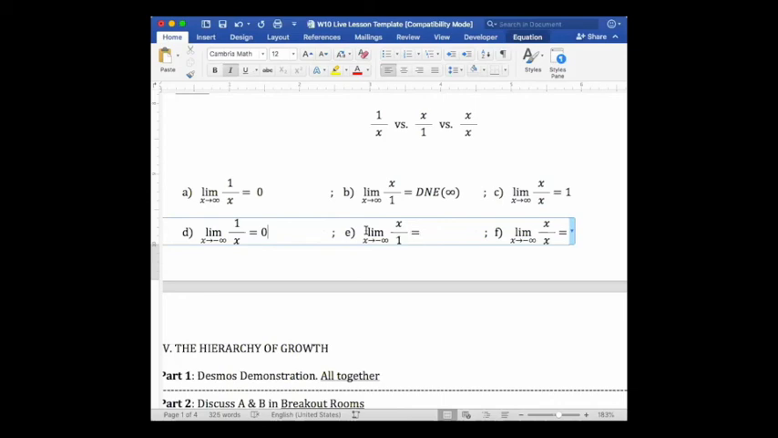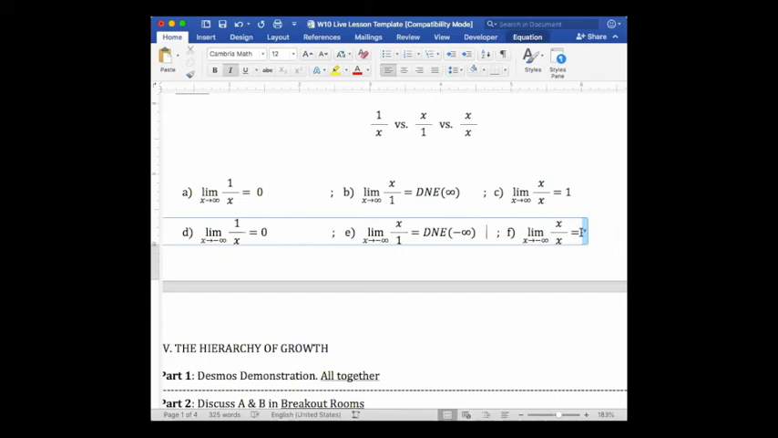E is slightly different, right? As x goes to negative infinity, as x becomes a larger and larger negative number, x over 1 is still just x, right? So as x becomes a larger and larger negative number, this expression itself becomes a larger and larger negative number. It's not converging to anything. It's not settling down on anything. So the limit does not exist, certainly. But we say that it's going to negative infinity, right? Because as x becomes a larger and larger negative number, the value of the expression is itself just becoming a larger and larger negative number.